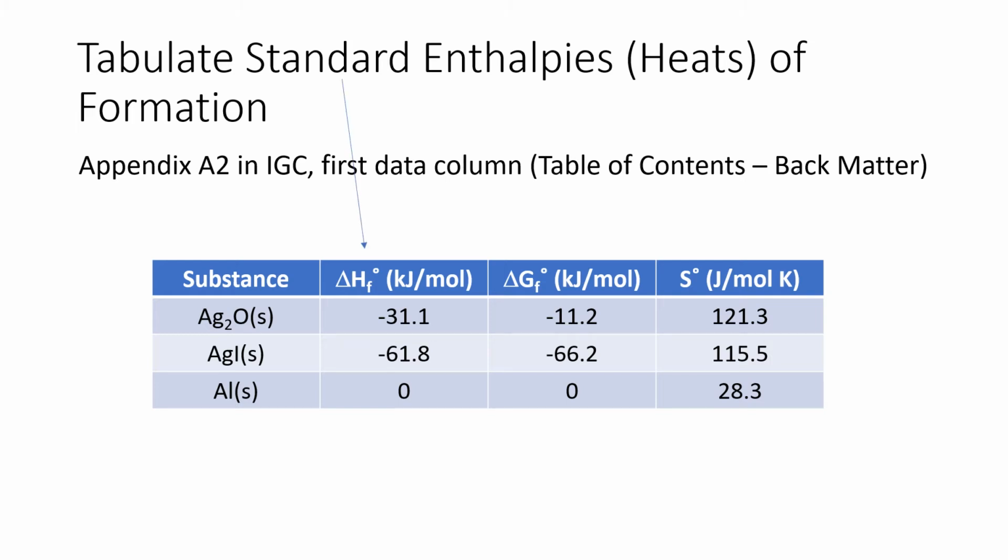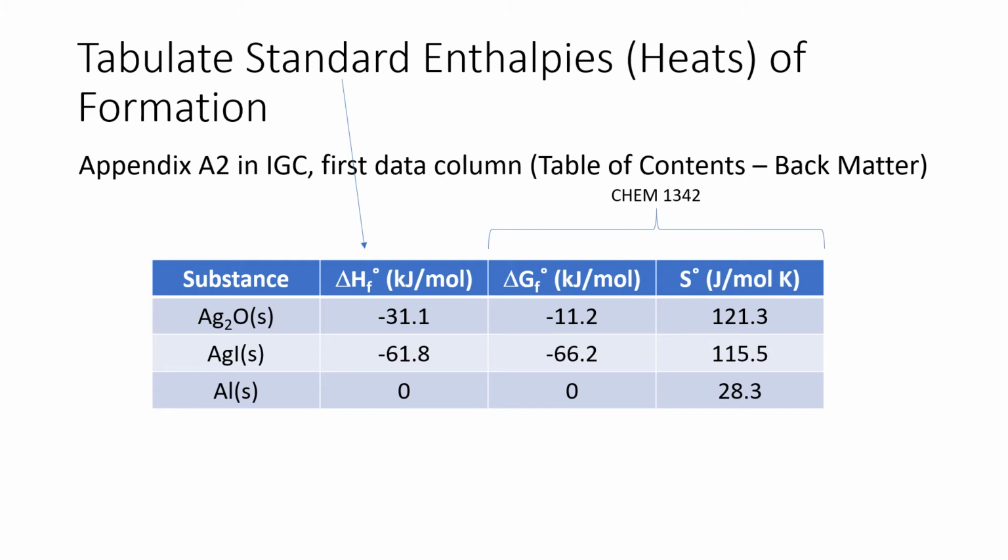Something I'd like to note about notation here. Standard conditions are implied by this degree sign. So when we write delta H sub F with the degree sign, it means that we're working at 25 degrees C and 1 atmosphere. And the F subscript down here means that this is for a formation reaction. These next 2 columns that you will see in the appendix are for Gibbs free energy and entropy, which are topics that will be covered in Chem 1342, the continuation of this course.